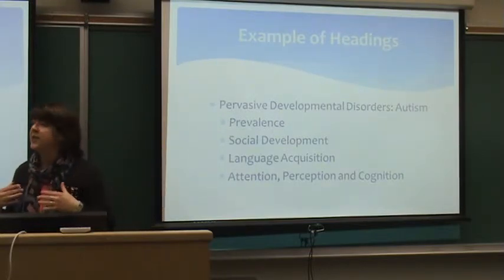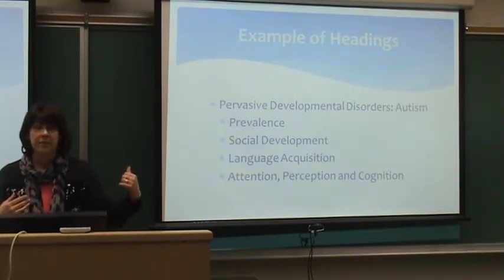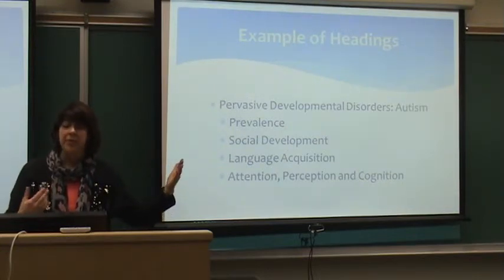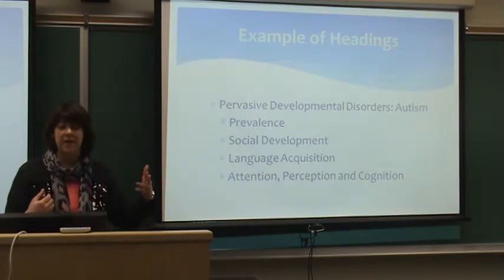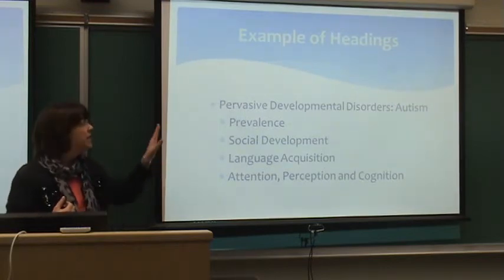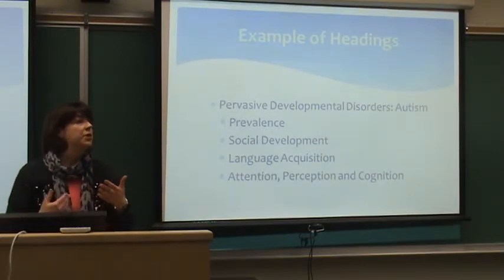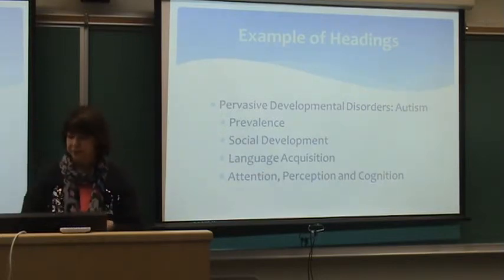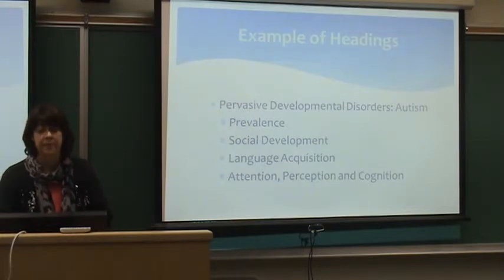So if I were a professor, a good exam question might be, define autism as a pervasive developmental disorder and explain how having autism affects social development, language acquisition, attention, perception, and cognition. This all in itself would make a very good essay question. Okay? So when you're reading, sometimes you have to turn things around and think a little bit like a professor as well. How would this turn into an essay question or a short answer question?